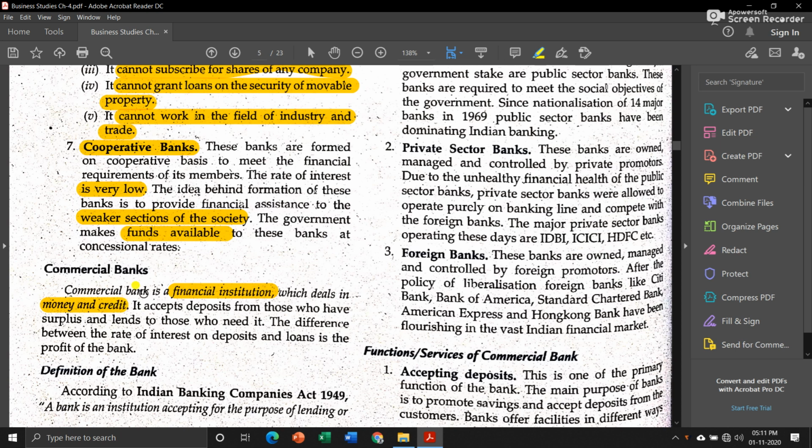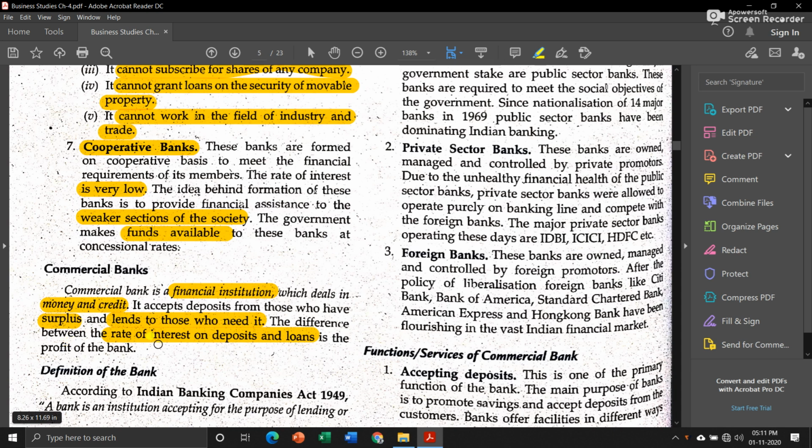It accepts deposits from those who have surplus, like those who want to save money. Commercial banks take savings from them, deposits from them, and they lend to those who need it. Those who want to take a loan can go to a commercial bank and take a loan of whatever amount they want. The difference between the rate of interest on deposits and loans is the profit of the bank.